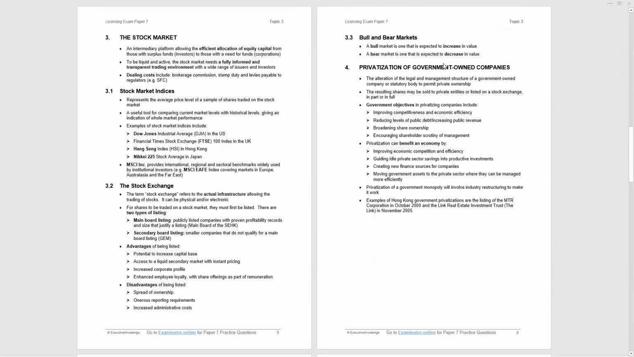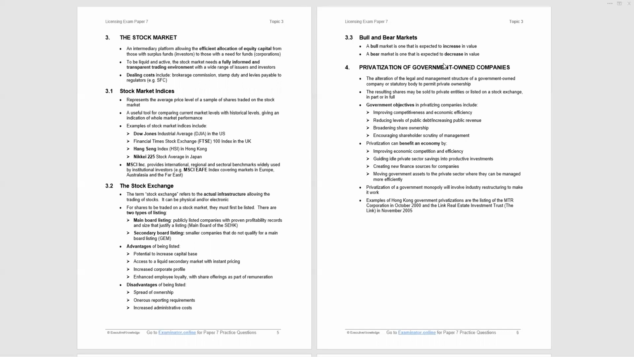Moving on to section 3, the stock market. Well, it's an intermediary platform. This is not the stock exchange. This is the stock market, all buyers and sellers. And on the stock market, we have dealing costs, including brokerage commissions, stamp duty, levies that are payable to the regulators, for example, the SFC, and also fees that you will pay to the stock exchange if you're trading on the stock exchange.